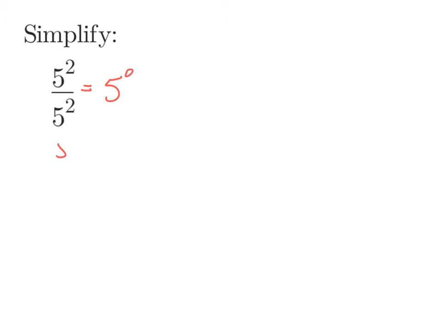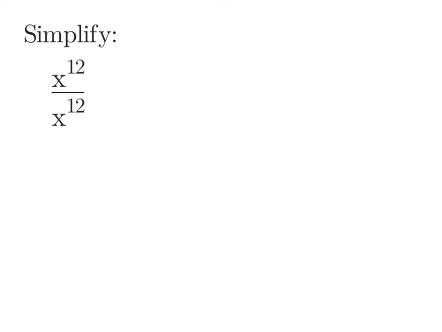But another way to look at this, 5 to the second over 5 to the second, well, 5 to the second power is 25. And in the denominator, 5 to the second power is 25. And when we have a fraction where the numerator and the denominator have the same values like that, they cancel, and that equals 1. So we could say that this 5 to the 0 is equal to 1.